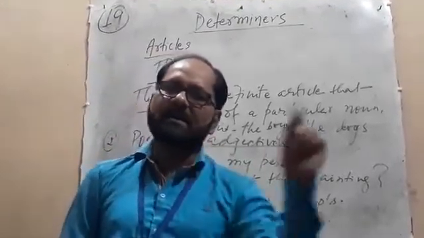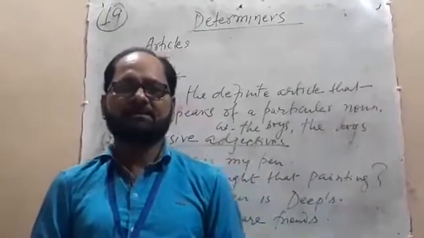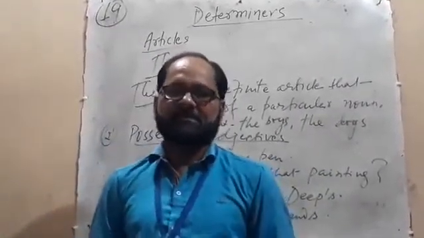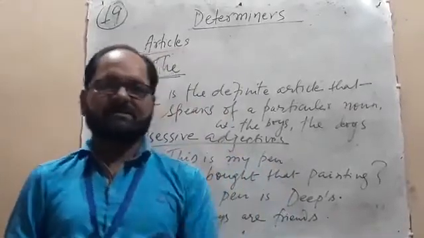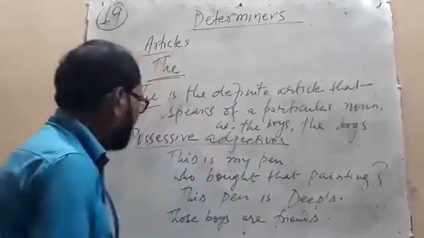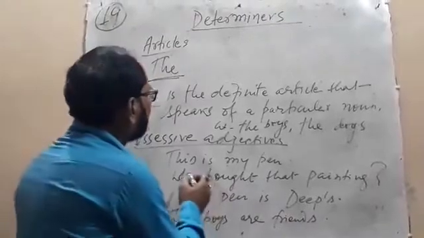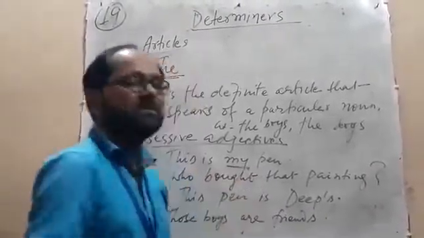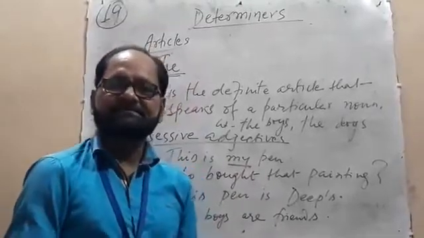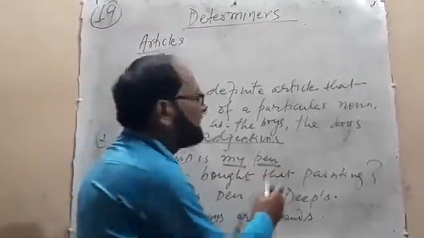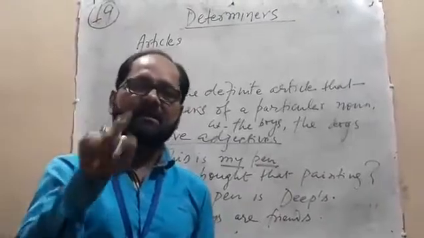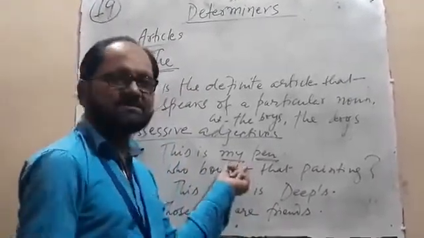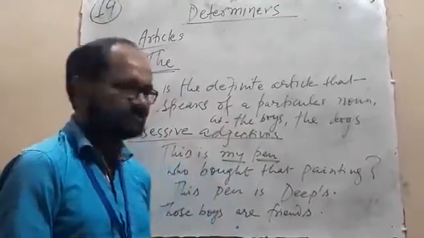an adjective is followed by a noun or pronoun. Here, the same thing. Look at the example. This is my pen. My is a possessive adjective followed by pen, and pen is a noun. So here my is a determiner.